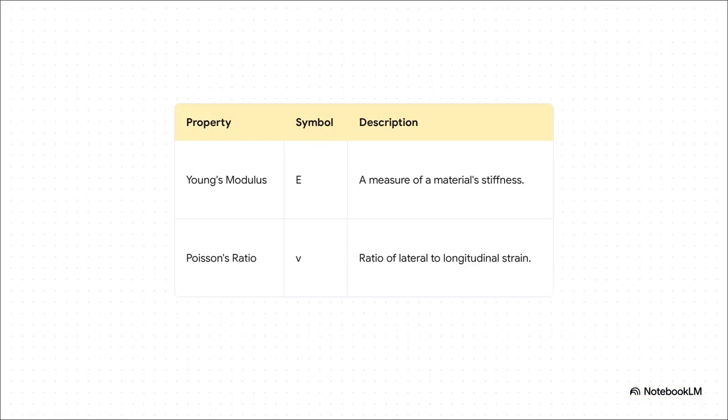Both are super common in airplanes, but they have totally different personalities. We can see this in a couple of key numbers. First, there's Young's modulus, which we call E. Think of this as the material's stiffness. A higher E means it's stiffer. It takes a lot more force to get it to deform.